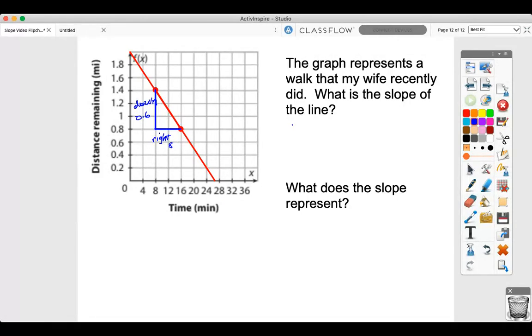So our slope, which is again change in y over change in x. Now when we go down 0.6, that's going to be negative. So negative 0.6 over right, which is positive, 8.